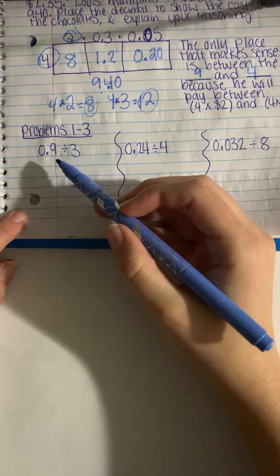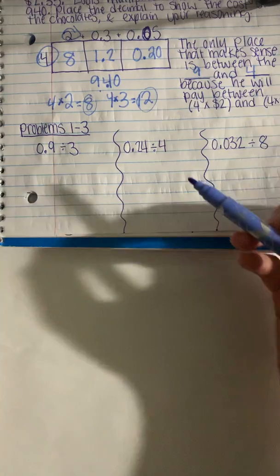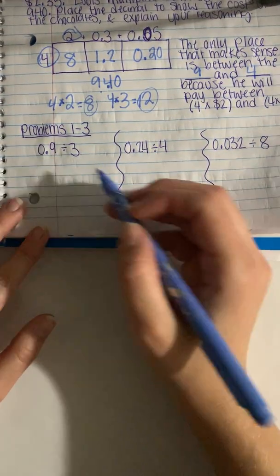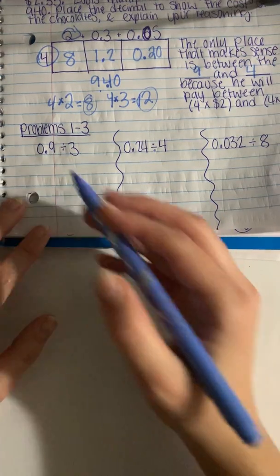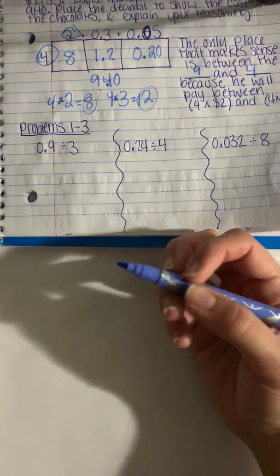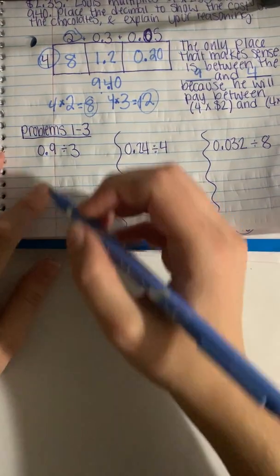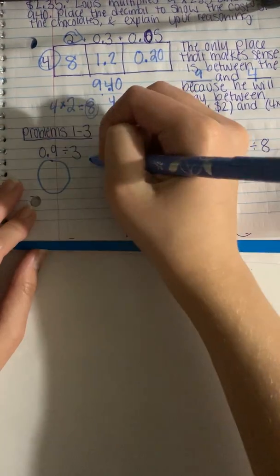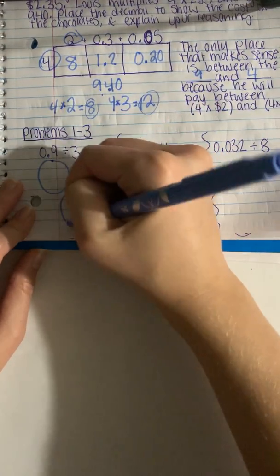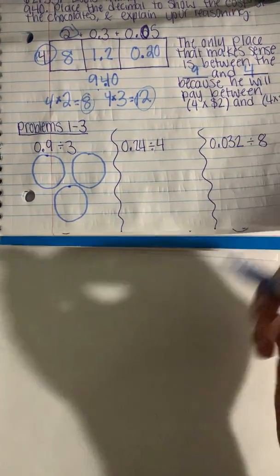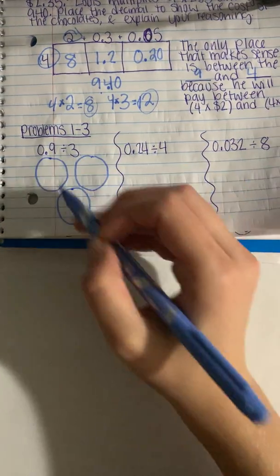So I have 9/10, and I'm dividing them into 3 groups. Now, when you're doing these, you can either draw your 3 groups first, or you can show your 9/10 first. But you need to pick and stick with your strategy so you can get really strong with it. So I'm going to draw my 3 groups first. 1, 2, 3. And now I'm going to draw in my 9/10, and I'll show those using dots. And I'm going to put 1 in each group until I've used up all 9/10.